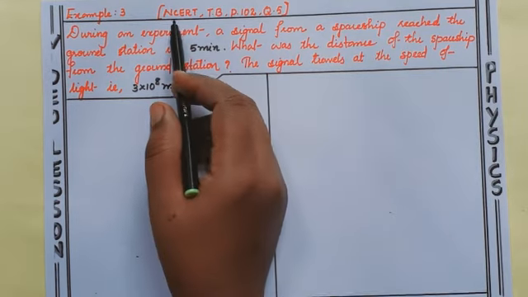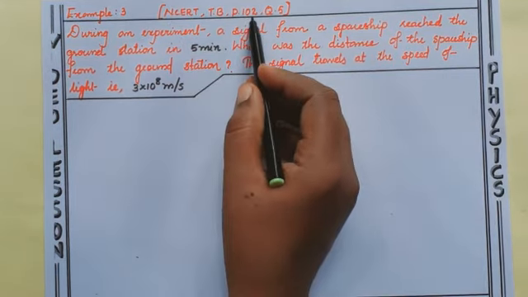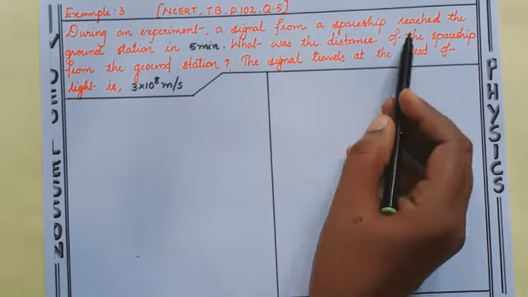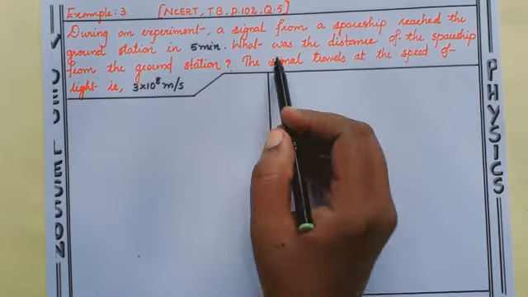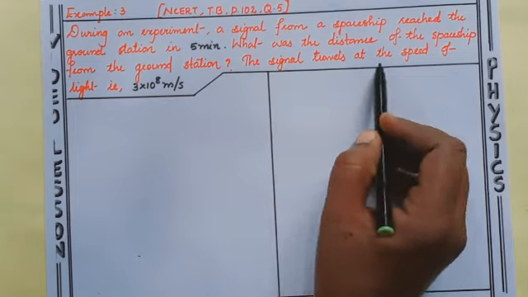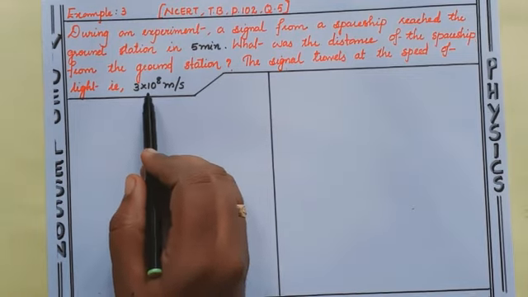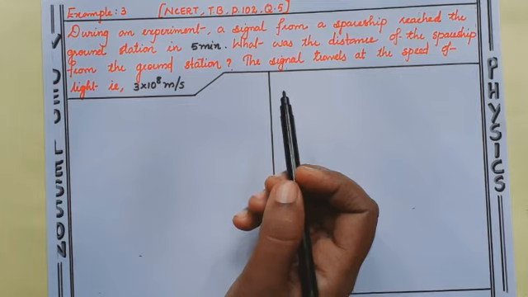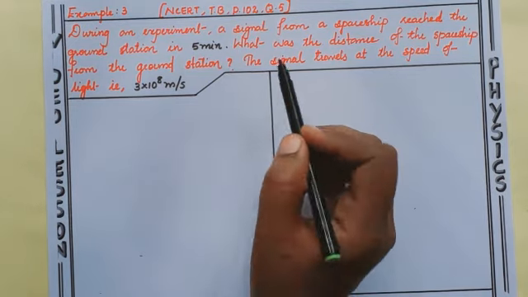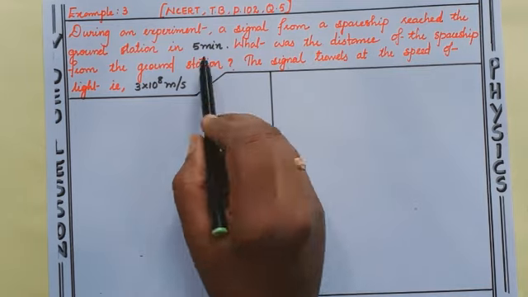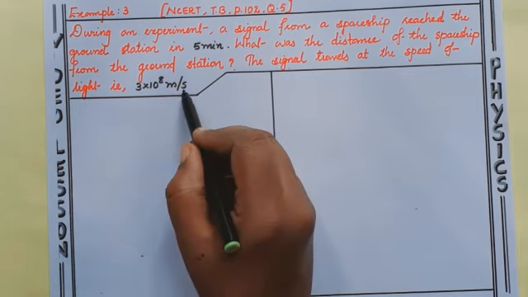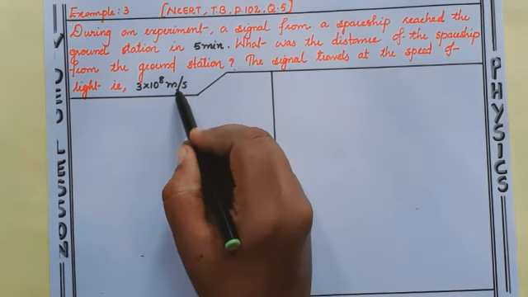Example 3. This is also from your textbook, page number 102, question number 5. During an experiment, a signal from a spaceship reached the ground station in 5 minutes. What was the distance of the spaceship from the ground station? The signal travels at the speed of light, that is 3 into 10 raised to 8 meter per second. We already discussed that when we are doing a problem, we have to write the data first. So here, what data is given? The time of 5 minutes is given, and also the speed in meter per second. What is the SI unit of meter per second?